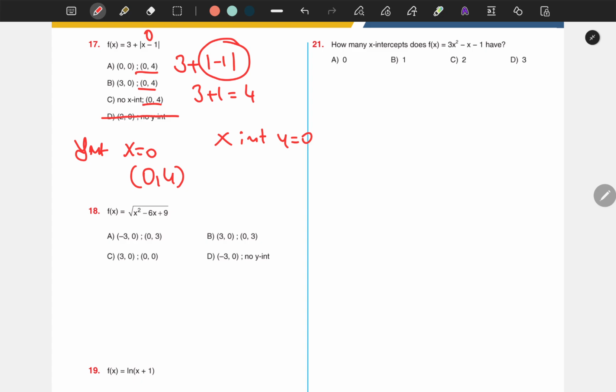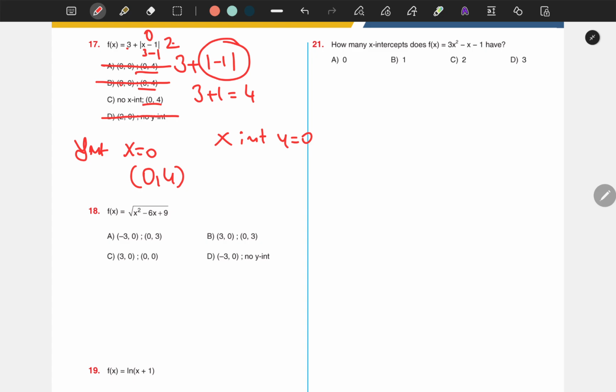For x-intercept, y equal to 0. Okay, let me check. Actually, the easy way is this. Do you know what? Let me replace 3. If I get the 0, it means that it is the answer. If I replace 3, 3 minus 1, 2, isn't it? 2 plus 3, 5. You see? Eliminated. Let me replace 0. If I replace 0, 0 minus 1, 1. Bring it out, positive 1. 1 plus 3, 4. Eliminated.